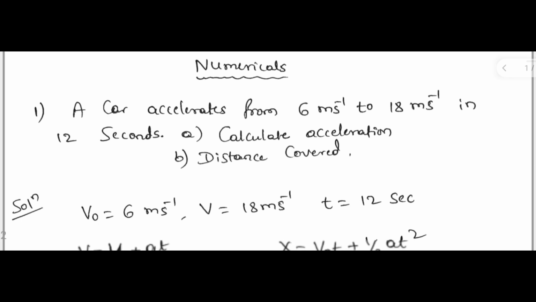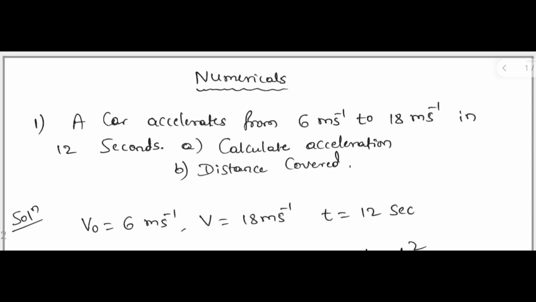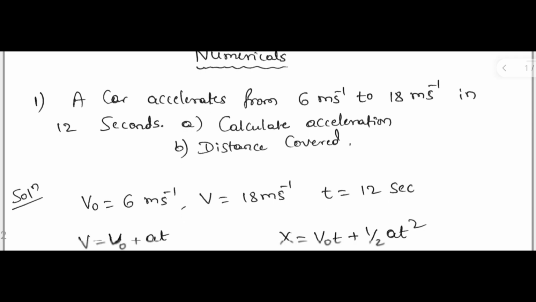A car accelerates from 6 meter per second to 18 meter per second in 12 seconds. Calculate acceleration and distance covered. First, you have to write the given quantities. Here, the given quantities are: a car accelerates from 6 meter per second to 18 meter per second.